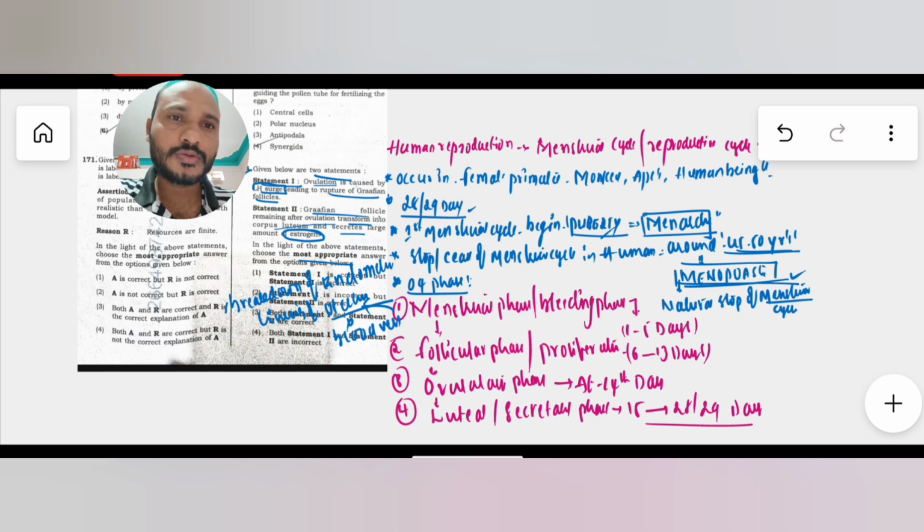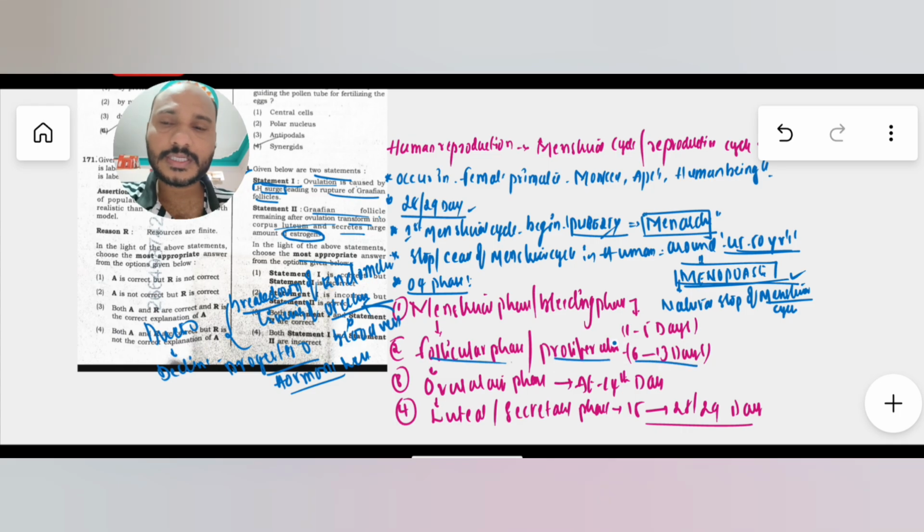Why? Due to the decline in progesterone hormone level, the endometrium lining, which is the innermost layer of the uterus, undergoes breakdown. That broken-down part of the endometrium comes out in the form of blood. Generally this occurs from 1 to 5 days. Clear now? Right. Next, the follicular phase, also called proliferative, from 6 to 13 days.